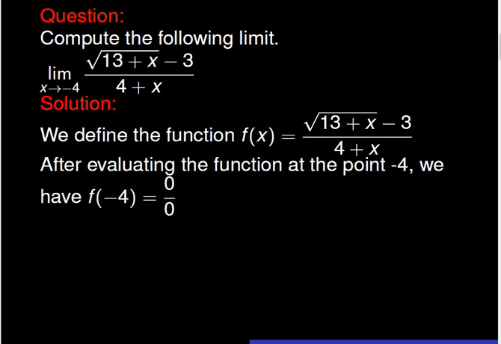We first define the function f of x as the fraction square root of 13 plus x minus 3 over 4 plus x. We evaluate the function f of x at the point -4. After evaluating the function at the point x equals -4, we have an indeterminate form of the type 0 over 0. Therefore, we have to simplify the whole fraction.